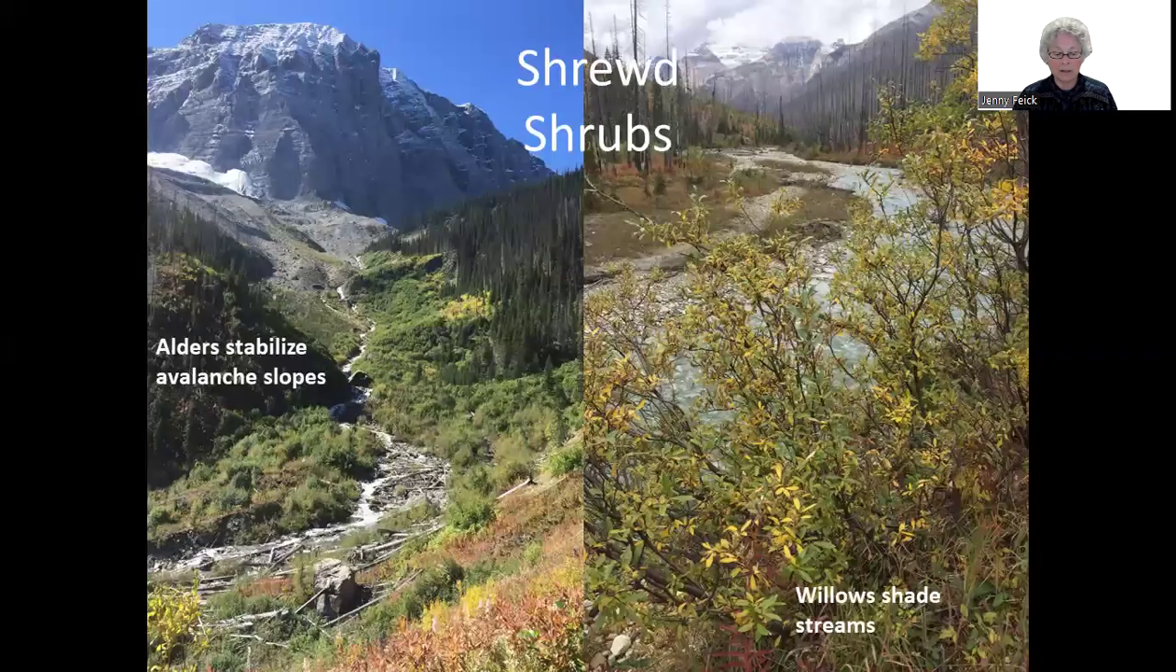Shrubs help to stabilize soils, which in turn helps regulate and protect us from natural hazards such as landslides on steep slopes. Shrubs will also help to shade streams, preventing them from getting too warm for fish and other species during our increasingly hot summers.